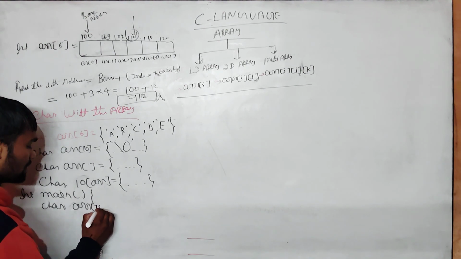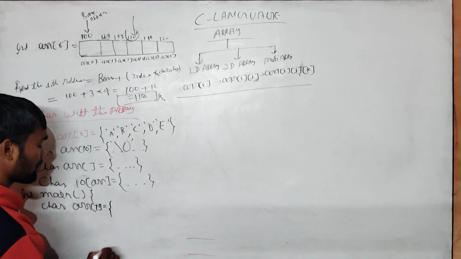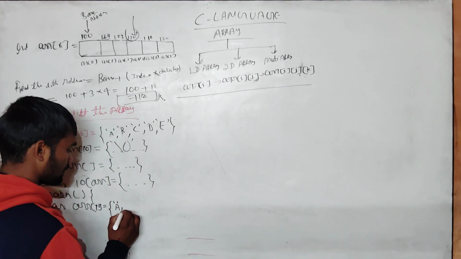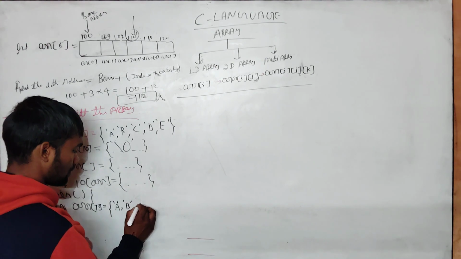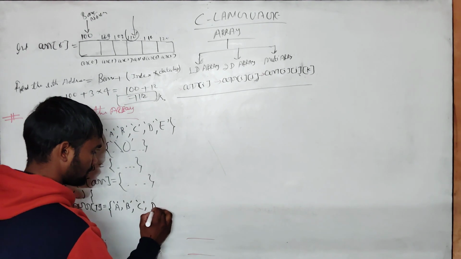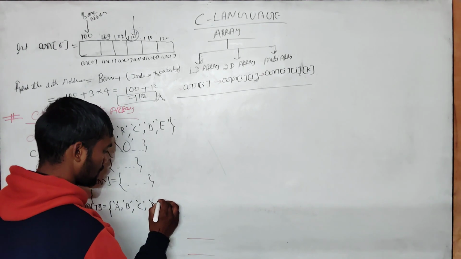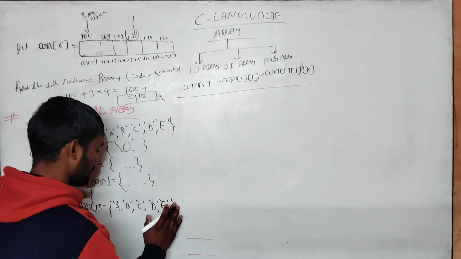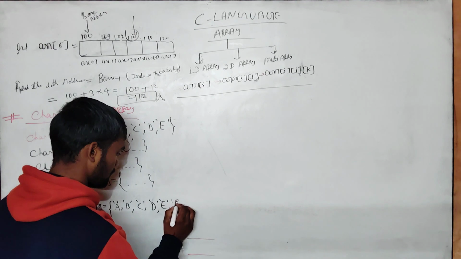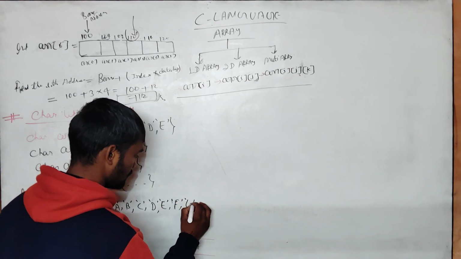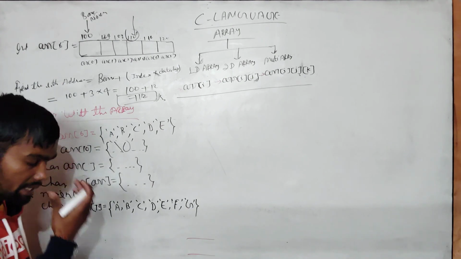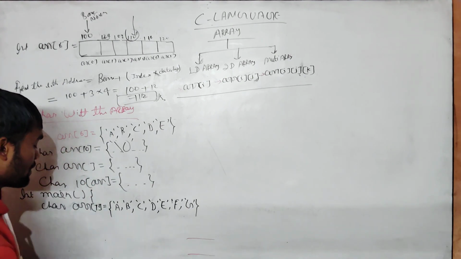I am just writing here 7, and the elements A, B, C, D, E, F, G. Okay, we have 7 elements in the array. And now I am going to print each element one by one.